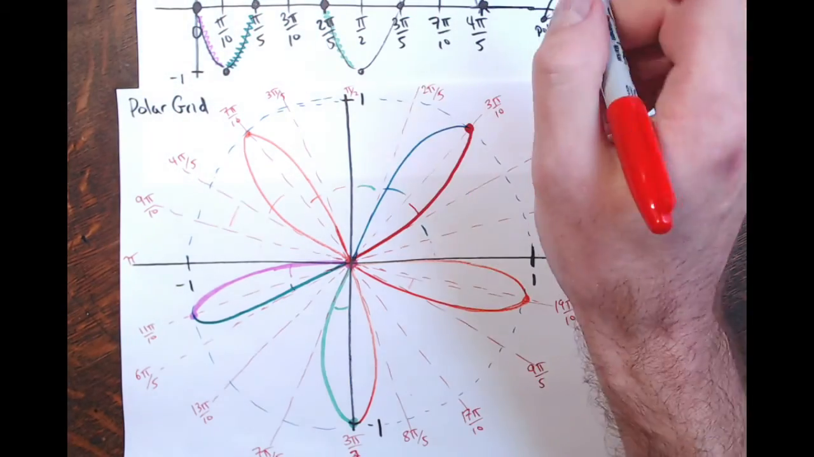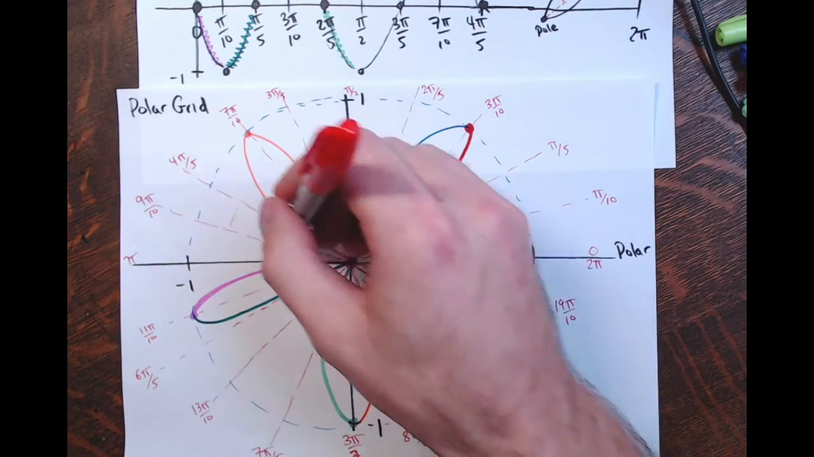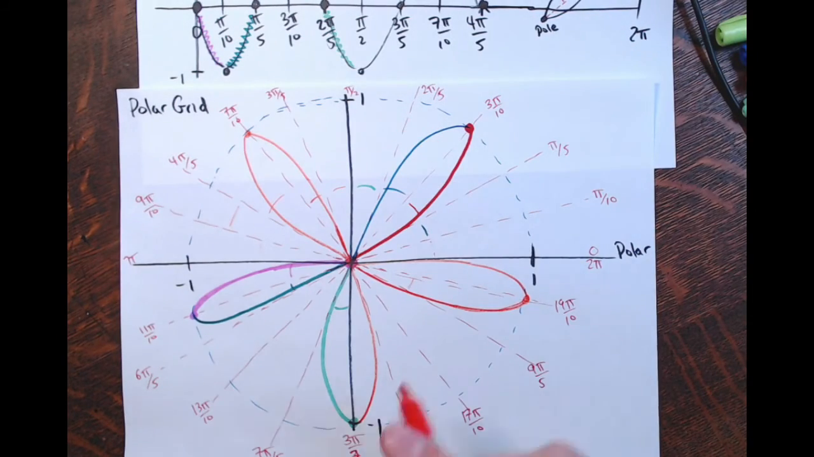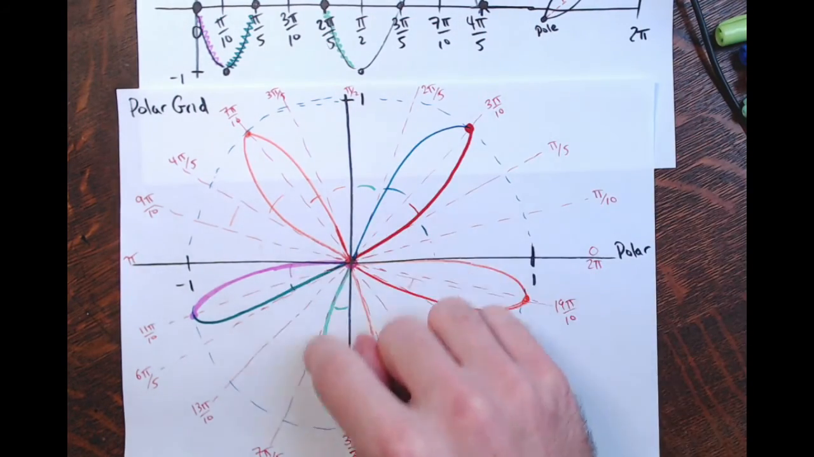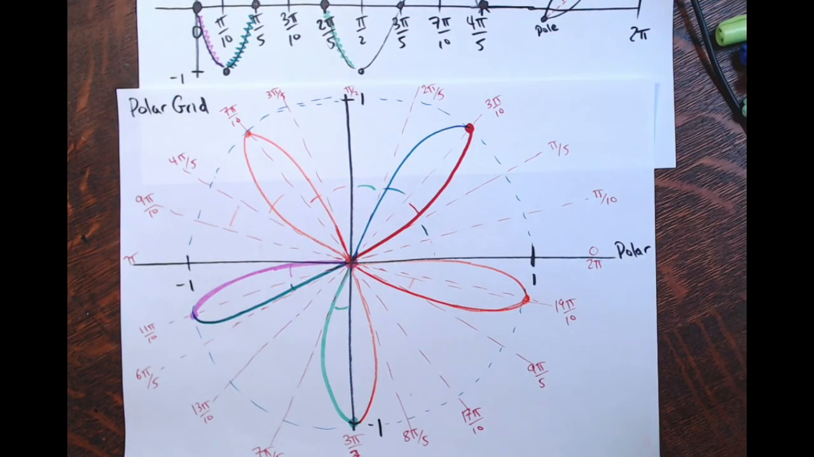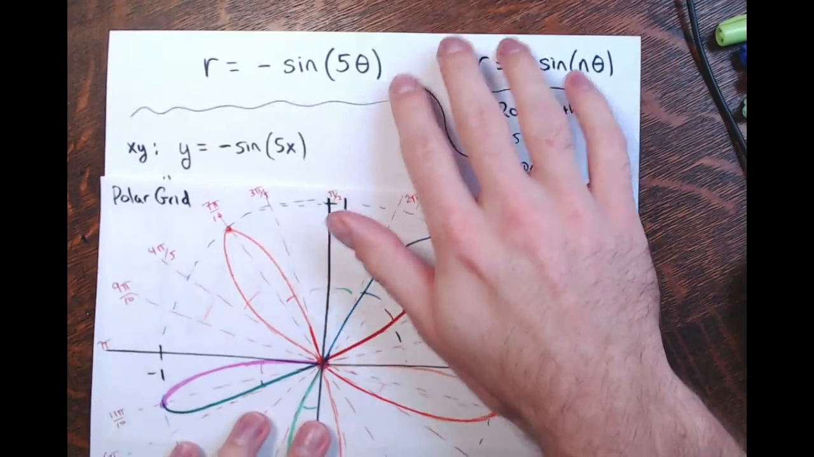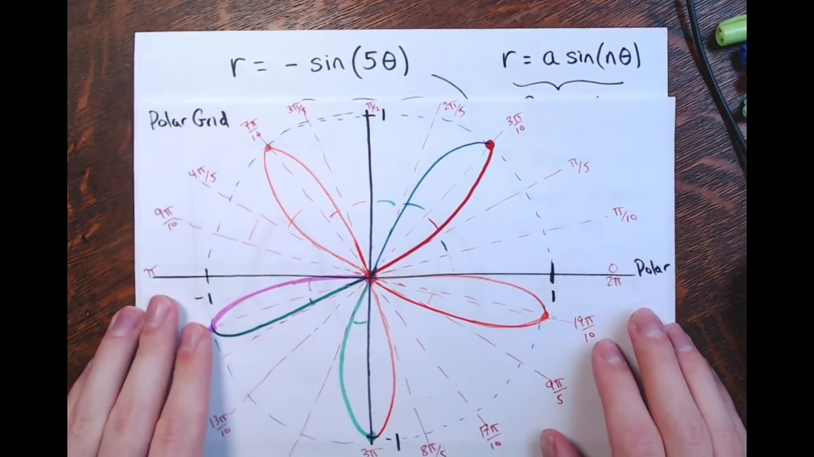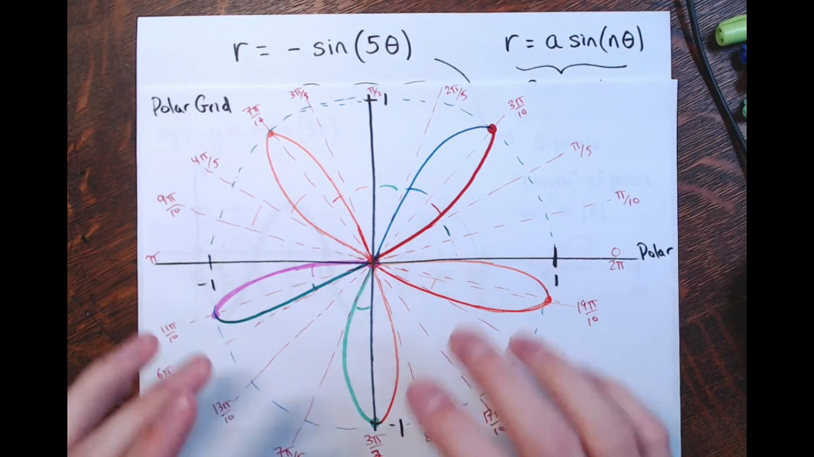I can go from just 0 to pi, actually. I didn't need to go all the way to 2 pi, because what's going to happen now is the rest of it is going to just cycle through this again. When I go from pi to 2 pi, I'll just run through this same picture over and over again, a second time. So here's the graph of r equals negative sine of 5 theta on the polar grid. I think they're pretty neat.